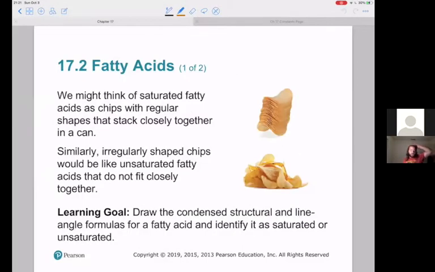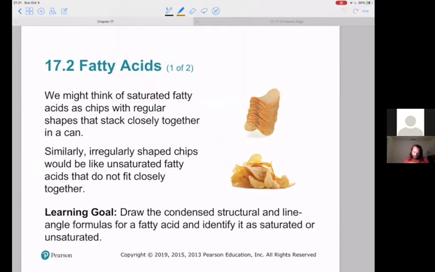And one of the main things we're going to talk about is saturation, and they have this pretty funny chip analogy going on, and I'll explain a little bit more about that. But yeah, let's wait until we get to there.